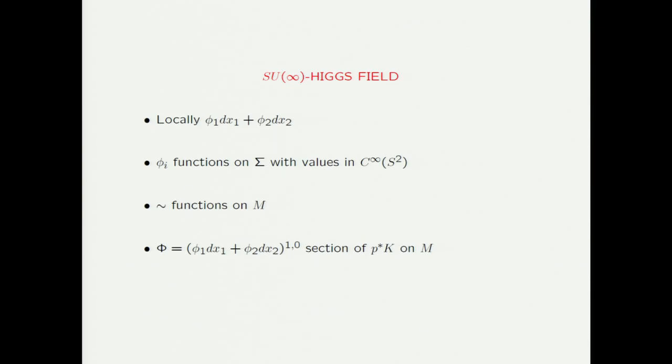And to put it in a more invariant form, if we look at the 1-0 part, so when I looked at the Higgs bundle equations from the holomorphic point of view, what I said was that the Higgs field takes values in the 1-0 forms tensored with the Lie algebra bundle. Then we can think of this as a section of the pullback under this projection of the canonical bundle of sigma, pulled back to M. So this complex line bundle on M is the pullback of the canonical bundle of sigma, and then phi is a section of that. So that's the data.